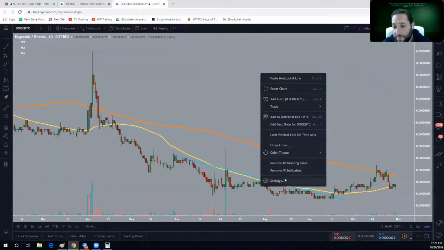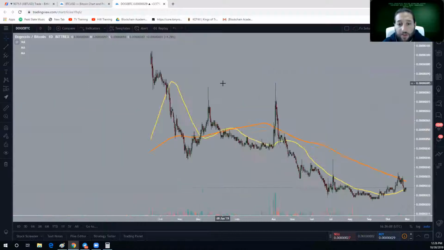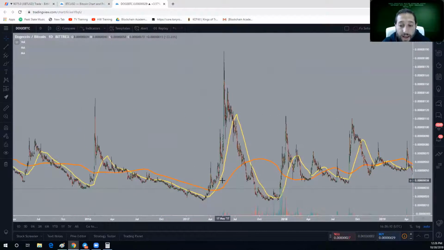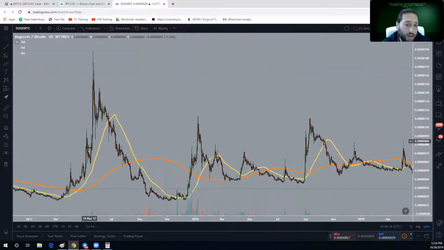I'm just showing an example, so let me remove all drawing tools. You can see this is trending up, and as soon as it broke down under here, this is when people should stop. I wouldn't have bought anywhere up here, but this is a clear indication that this trend has broken.